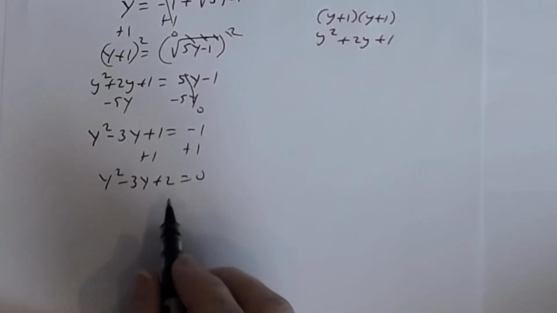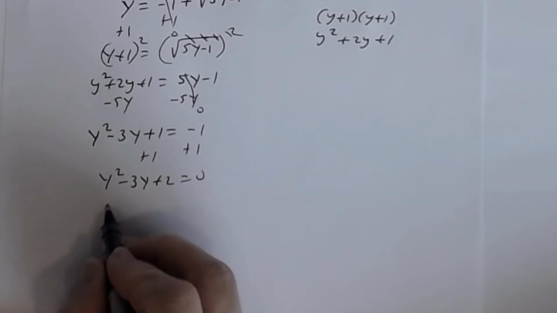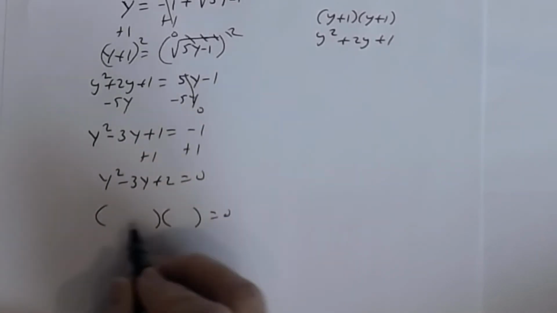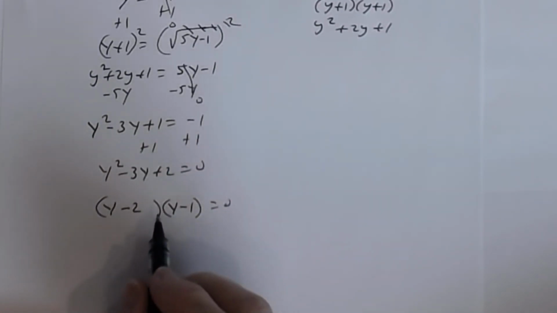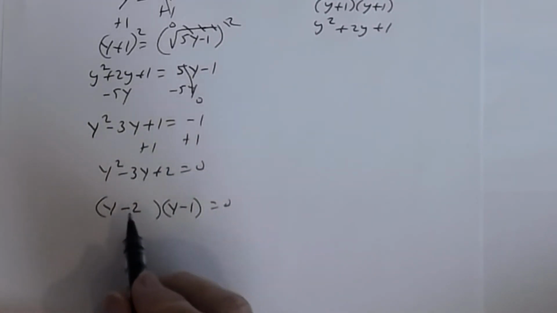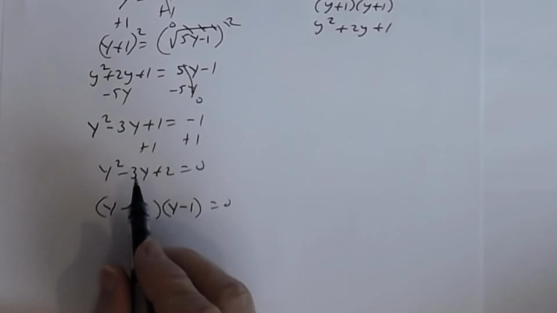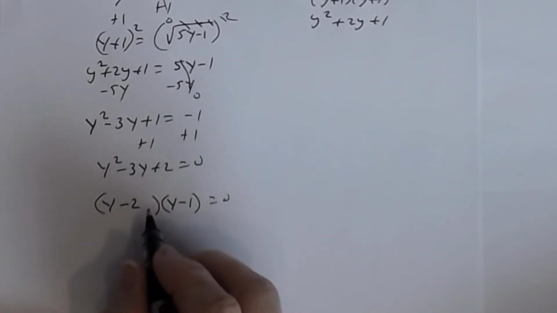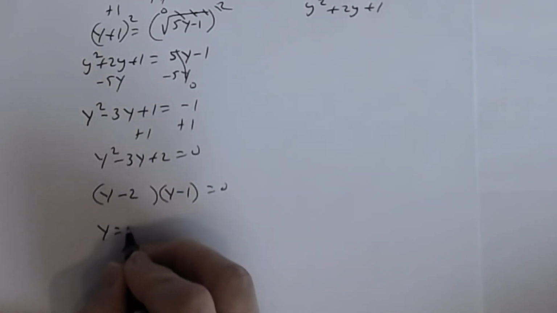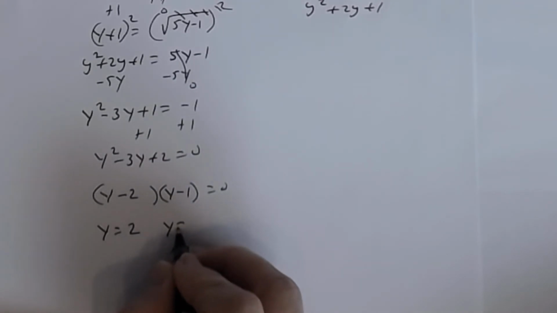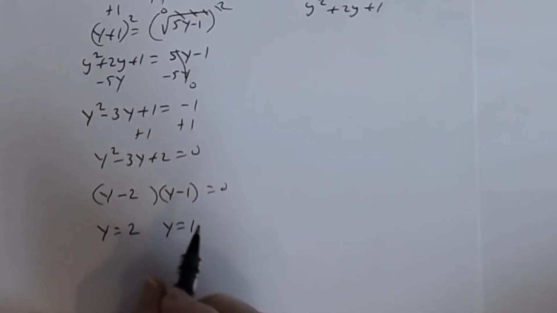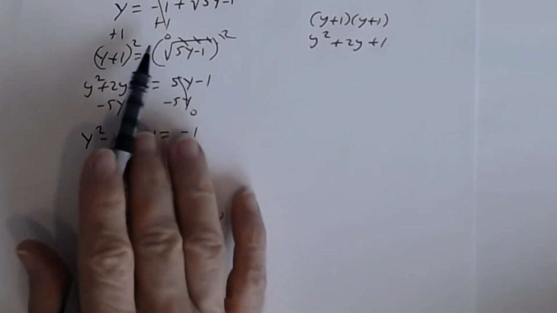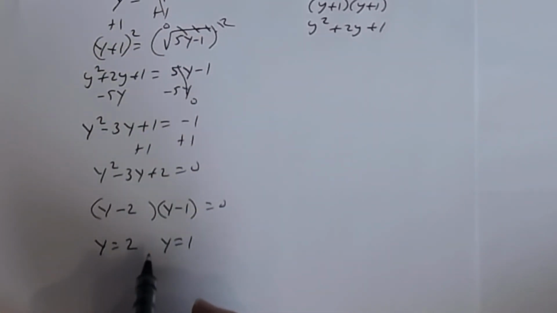Okay, so I have this quadratic equation with 0 on the other side, so let's factor. When I factor, I get y minus 2 times y minus 1. Notice the outer and inner, a negative y and a negative 2y gives me a negative 3y. Setting each factor equal to 0, I get the solutions y equals 2, y equals 1. But remember, you raised both sides to an even power, so you have to check for extraneous roots.